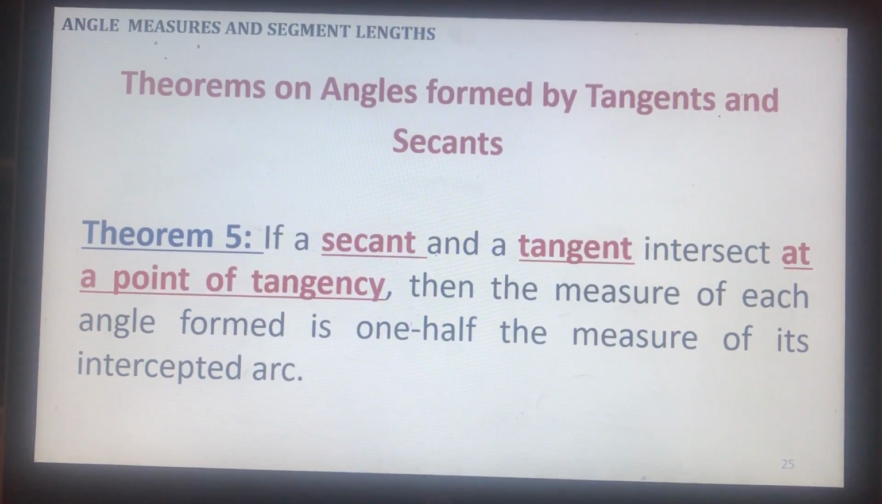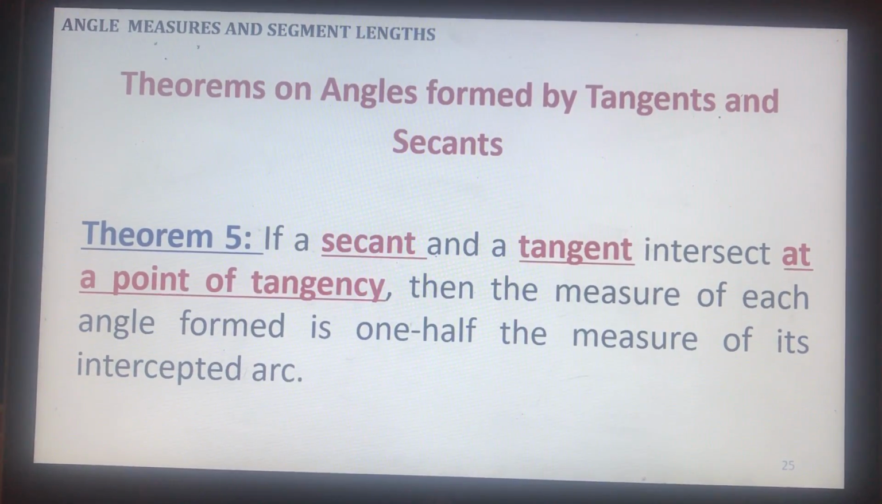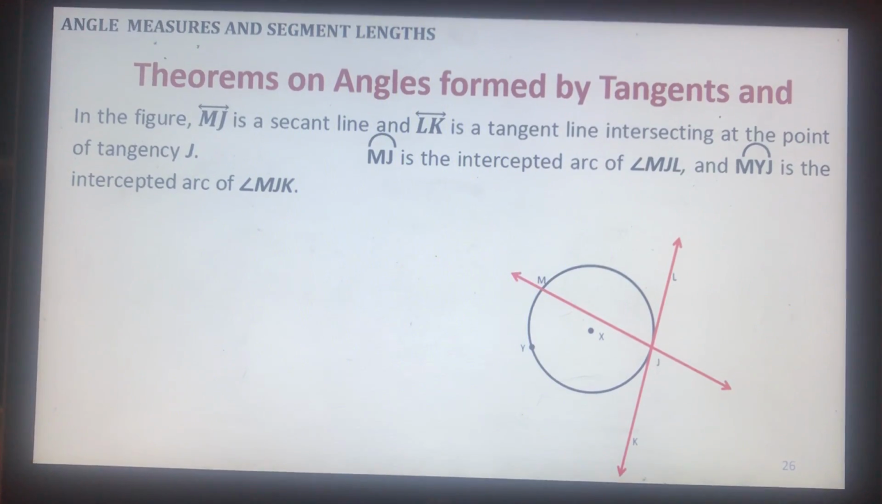So let's move on with Theorem 5, which states as follows. If a secant and a tangent intersect at a point of tangency, then the measure of each angle formed is going to be 1/2 the measure of its intercepted arc. So let's see what that would look like.